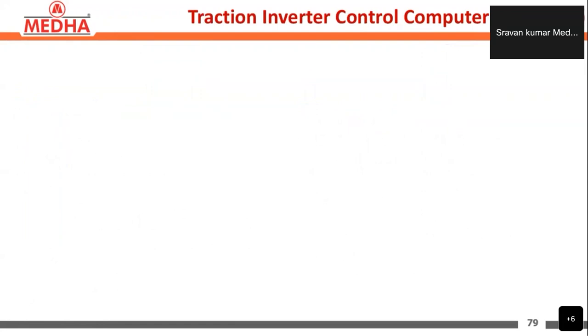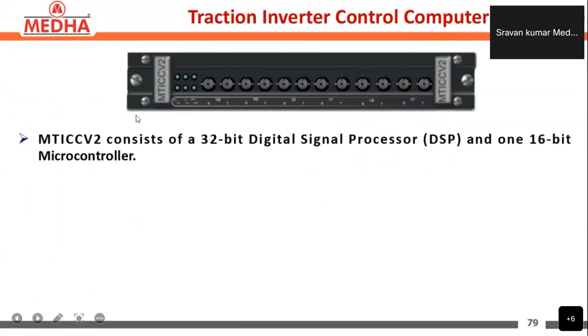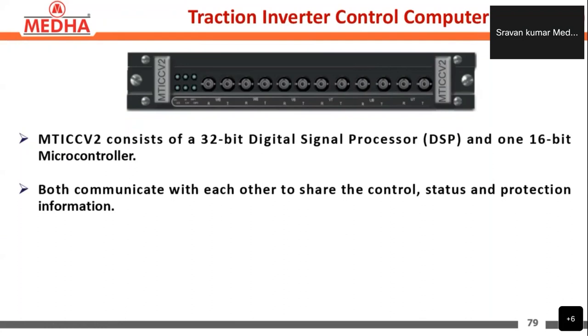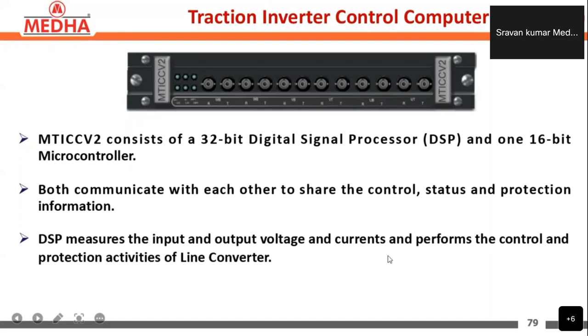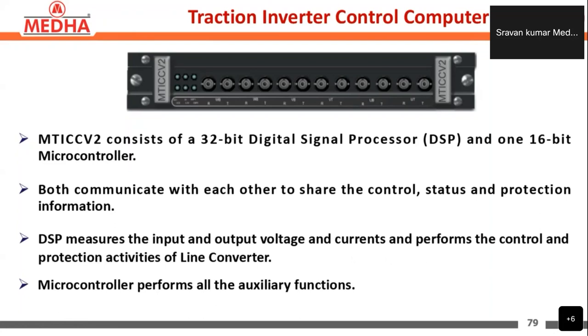And traction inverter control computer, TICC. Here we can see the TICC. TICC also consists of a 32-bit DSP and a 16-bit microcontroller. Both communicate with each other to share the control status and protection information. The DSP measures the input and output voltages and currents and performs the control and protection activities. The microcontroller used here performs the auxiliary functions. So this is about the TICC card.